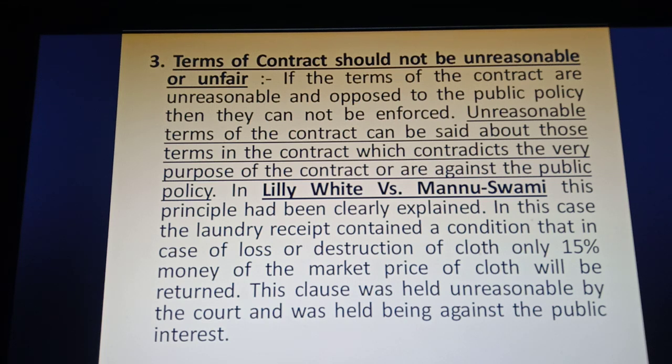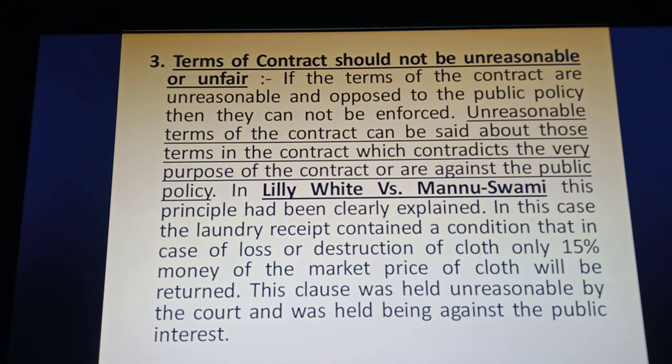What is the meaning of unreasonable terms of the contract? Unreasonable terms are those terms in the contract which contradict the very purpose of the contract. For what purpose was the contract made? If the conditions and terms of the contract are contradictory to the very purpose of the contract, or if the terms are against public policy, then they are said to be unreasonable terms.